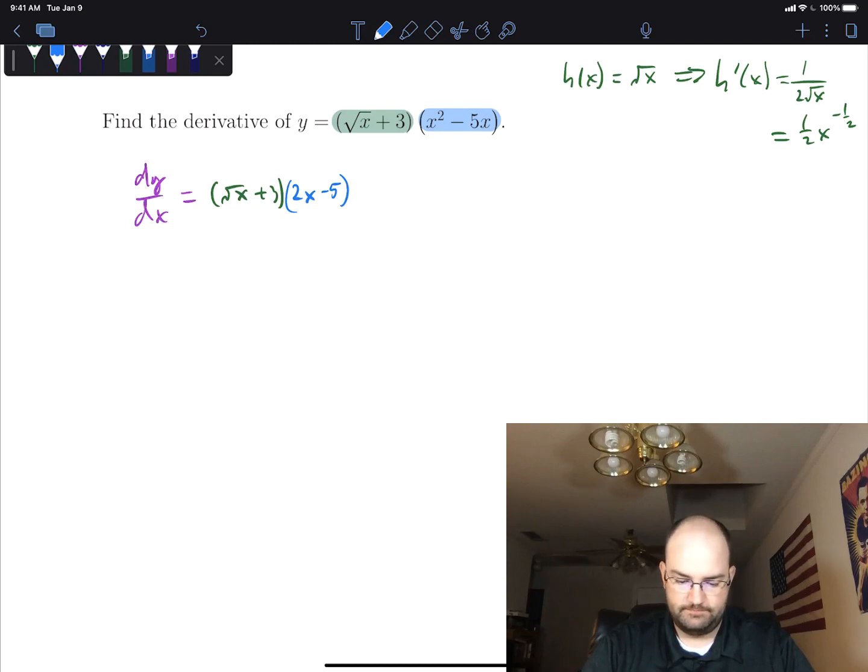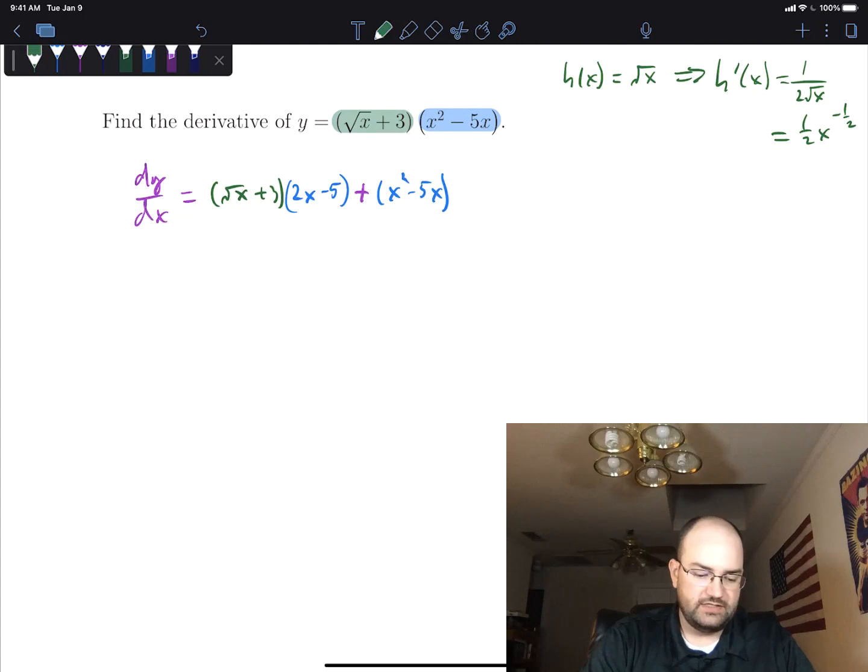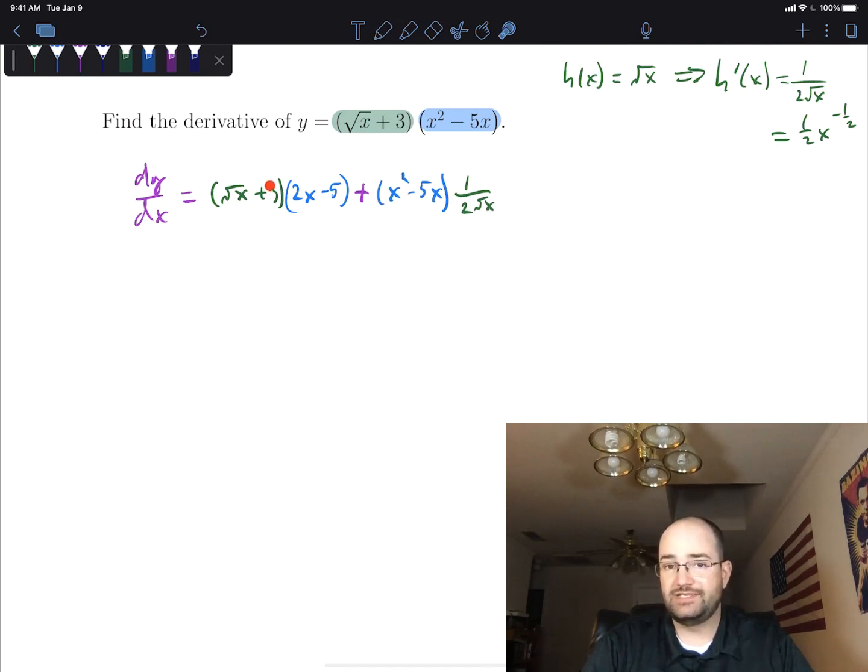Awesome. Now, I'm going to add on the second, which is x squared minus 5x, times the derivative of the first. Well, the derivative of the square root of x is just 1 over 2 square roots of x, and the derivative of a constant is 0.